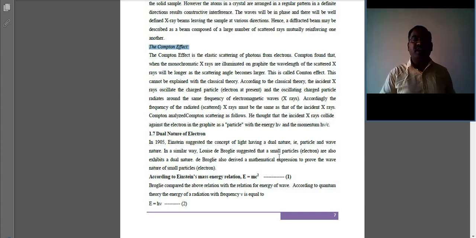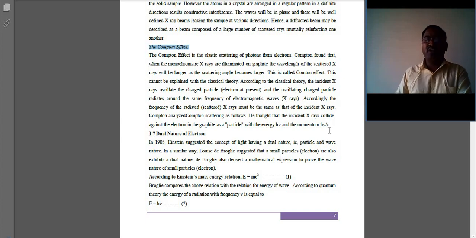Compton found that when monochromatic X-rays are illuminated on graphite, the wavelength of the scattered X-rays will be longer as the scattering angle becomes larger. This is called the Compton effect.